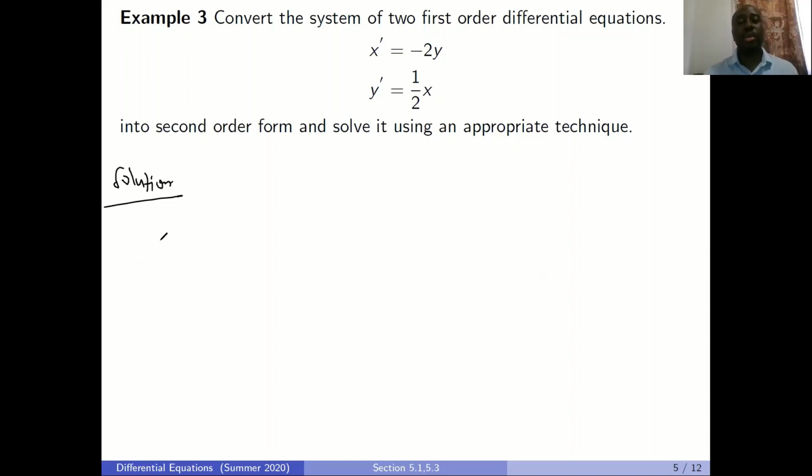Okay, so here we have a system of first order equations. We want to convert this to higher order differential equations. So how do we do this? We have x prime is minus 2y, and y prime is 1/2 x. Now again we proceed by making a substitution.